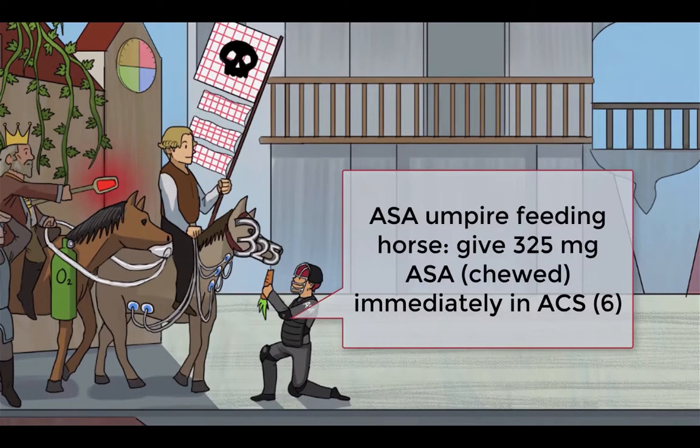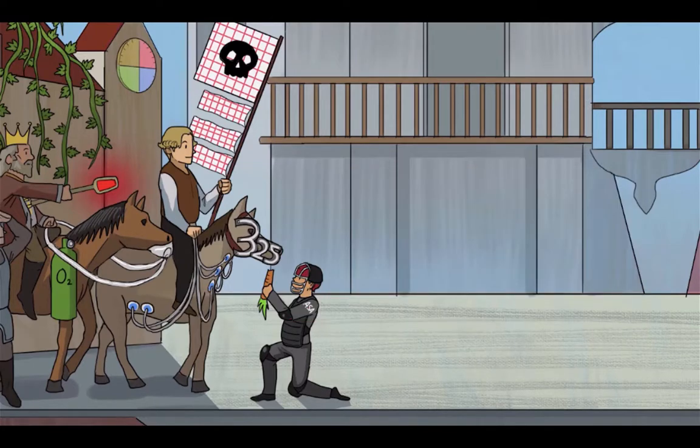For all suspected ACS patients, the patient should chew and swallow 325 milligram aspirin so it is absorbed into the bloodstream immediately. At Sketchy, aspirin is always symbolized by our aspirin umpire, with ASA emblazoned on his uniform. In this sketch, he's a horse handler. Let the carrot remind you that aspirin is chewed. And this ain't no baby aspirin. Hence the 325 incorporated into the horse mask.